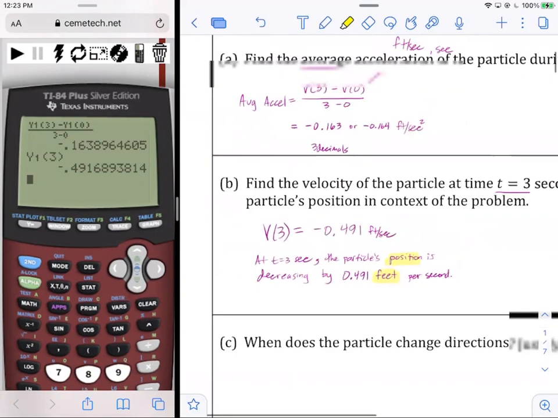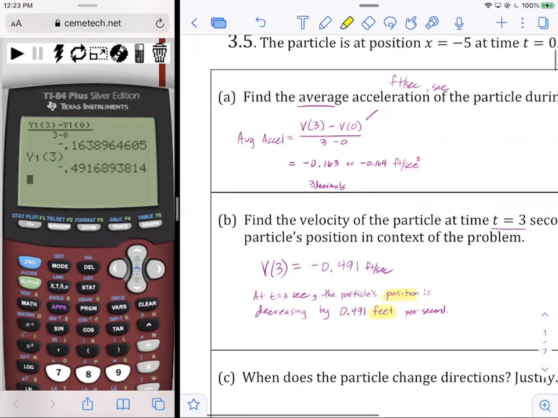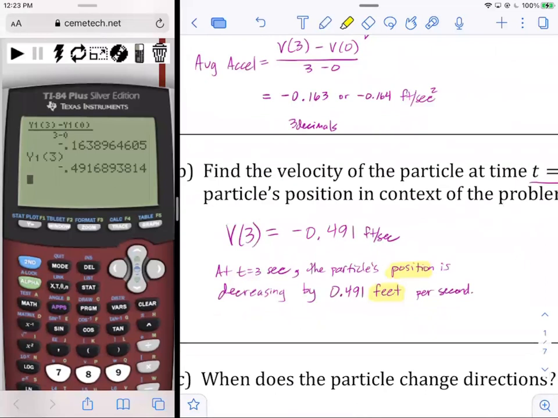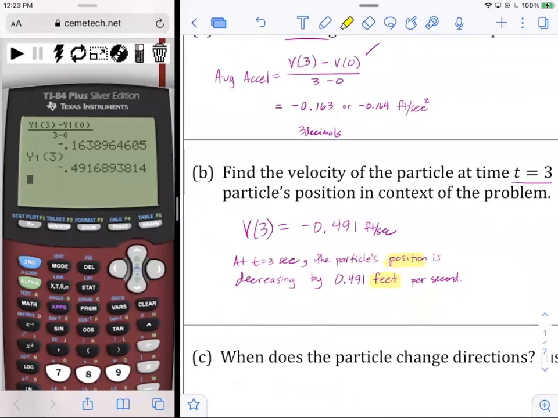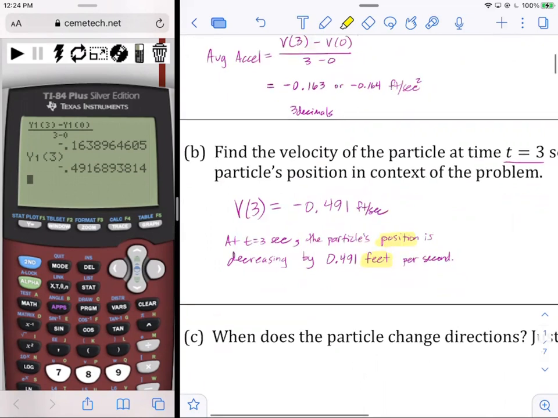Okay. If this thing were moving, it is moving horizontally. So if it asks you to say it in terms of the particle speed, you would just say t equals 3 seconds. The particle is moving left at 0.491 feet per second. And you could answer in feet per second. Okay, moving left at a speed is the same as the particle's position decreasing. All right, so far so good. Nothing to it.